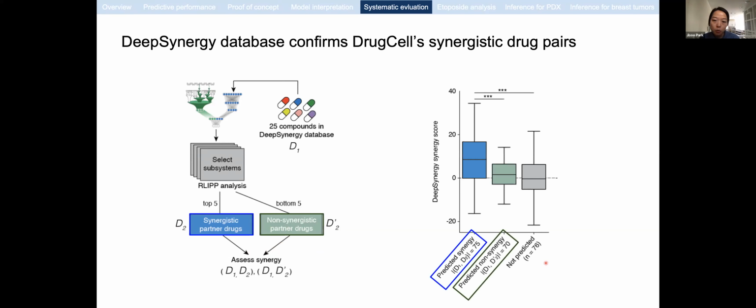And as we expected, we observed that the distribution of the synergy scores of the drug combinations compiled using the top 5 OLIP pathways are shifted up compared to the bottom 5, and all the combinations existing in the DeepSynergy database were compared, with statistical significance.